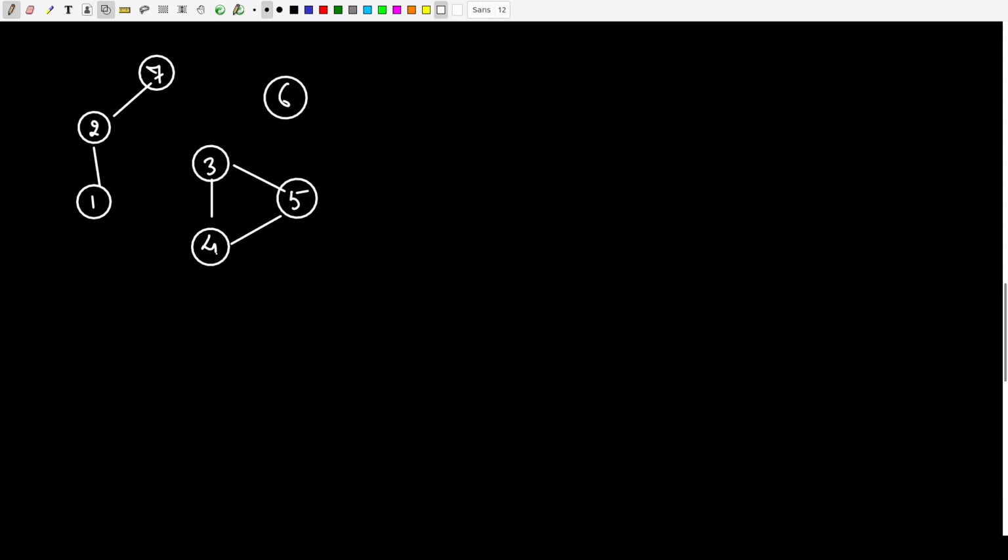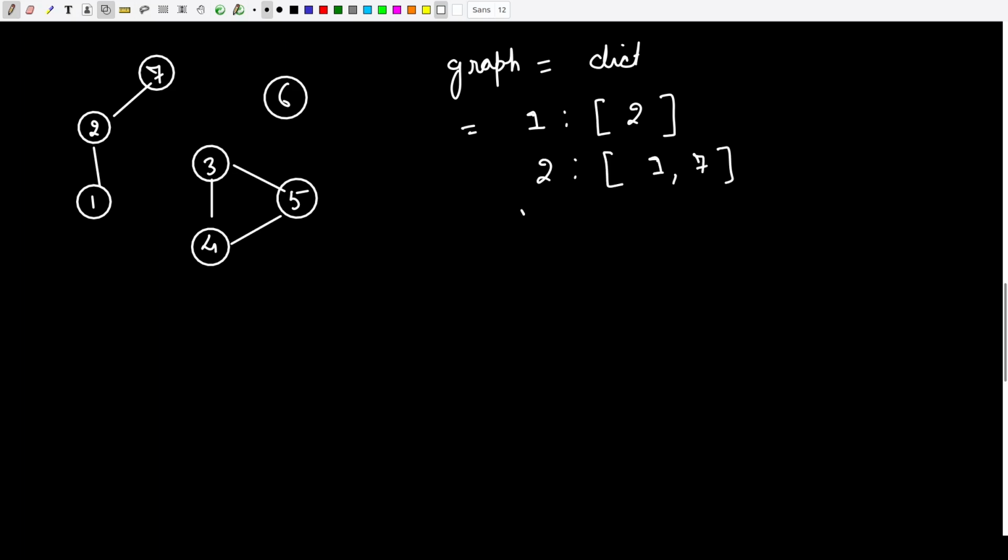So let us say this is the graph which is given to us. The first thing which we are going to do is represent this graph as an adjacency list. What I mean by this is, graph will be a dictionary, and then for each vertex, let us say this is the vertex 1, we are going to form the adjacency list. From 1 we can just go to 2, so 2 will be there. Similarly for 2 we will be able to go to 1 and 7, and then from 7 we are only able to go to 2.